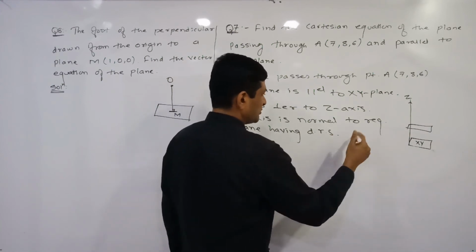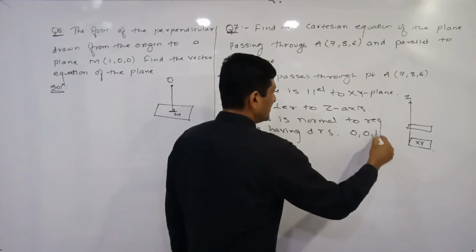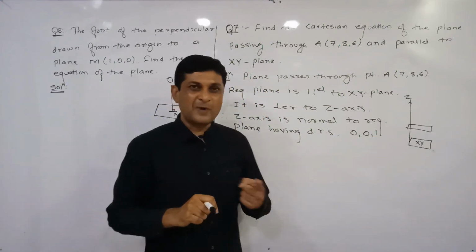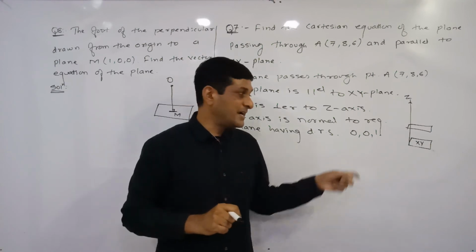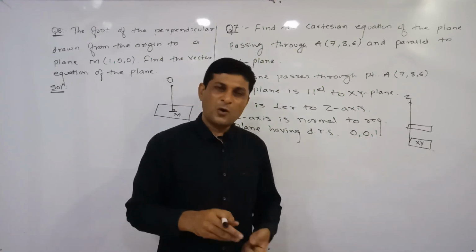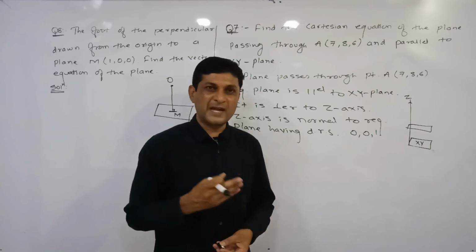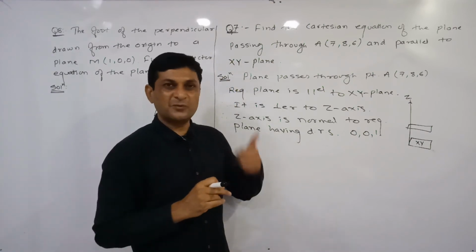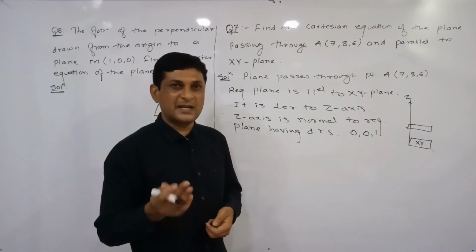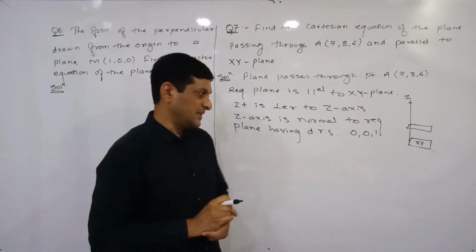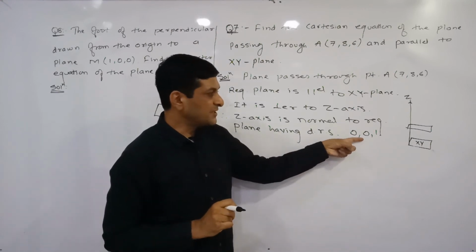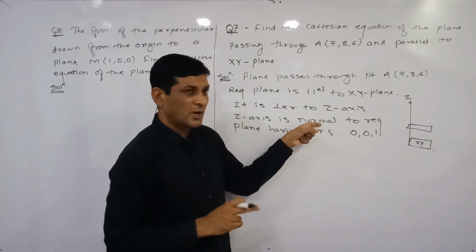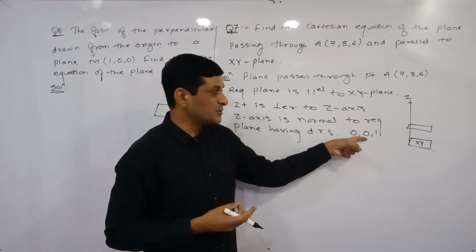What are the direction ratios of the Z axis? 0, 0, 1. Direction ratios of the X axis are 1, 0, 0. Y axis are 0, 1, 0. And Z axis are 0, 0, 1. Already we have seen how to find the direction ratios of the Z axis, X axis and Y axis when we discussed the article on direction ratios and direction cosines. Okay. So now the direction ratios of the normal are known to us. The Z axis is normal, and its direction ratios are known to us.